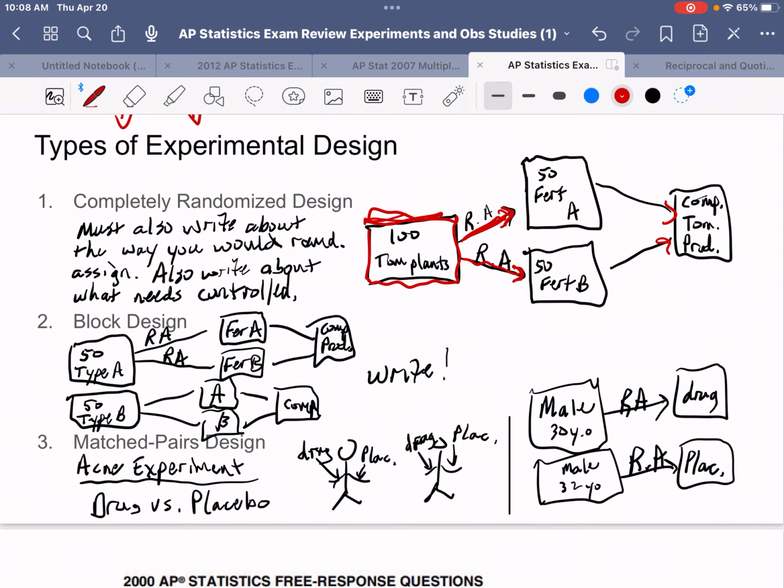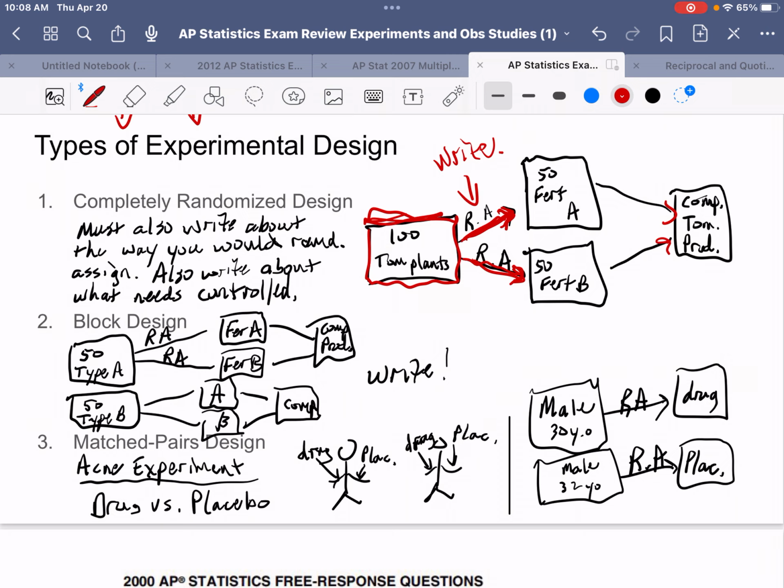Remember, if you're describing a random experimental design, you better talk about how you were randomly placing. It's not enough to put random assignment on these 2 arrows. That is good, but you got to write about how you did this. So, a couple sentences before or after the diagram. Also write about those things that need to be controlled, the water, the air, the light.